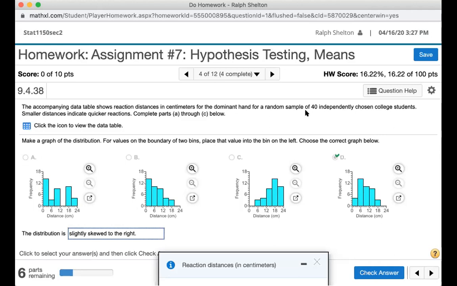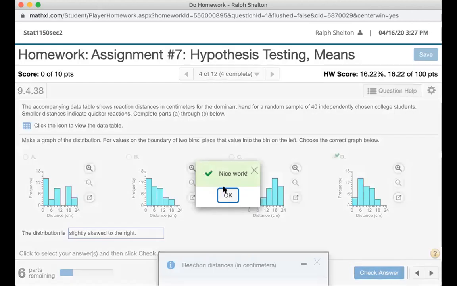Okay, the other key thing here is that our sample size is 40. Well, that's a quote unquote large sample. It's more than 25. So these two things together, not a normal population, but we do have a large sample, tells us we're allowed to use the t distribution, okay? We're allowed to use t because we have a large sample and the population is not normal. So let's continue on here. Check answer. Okay.